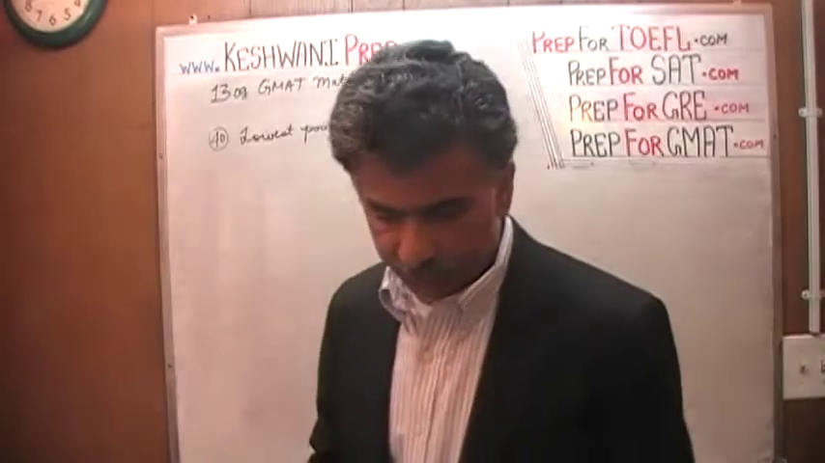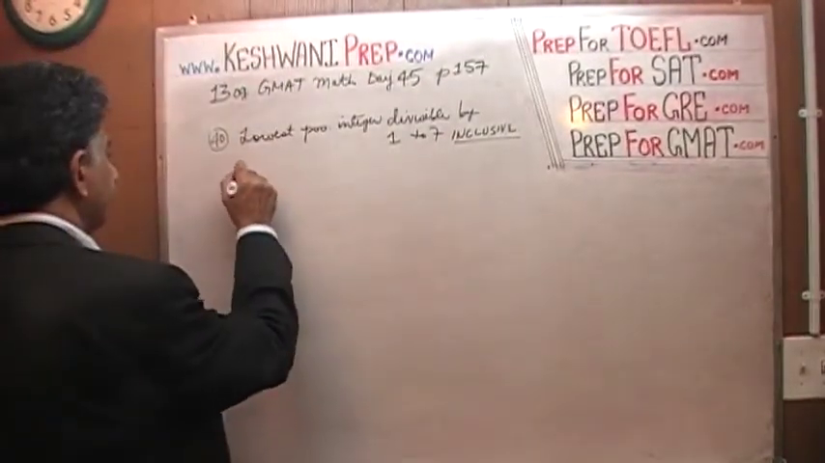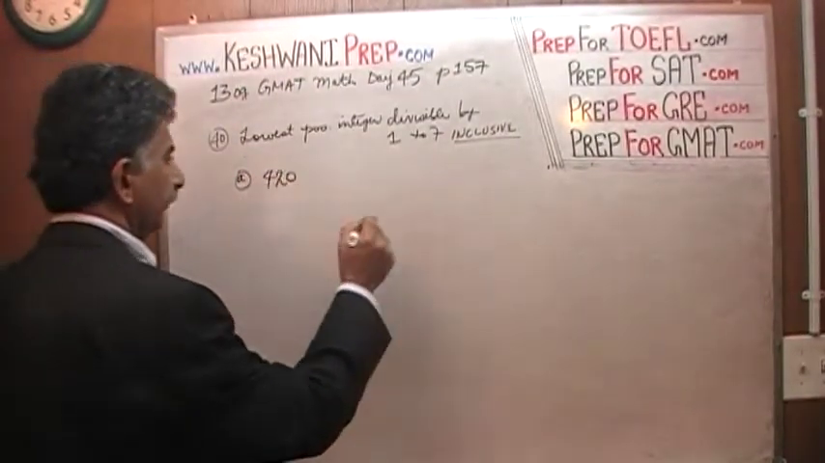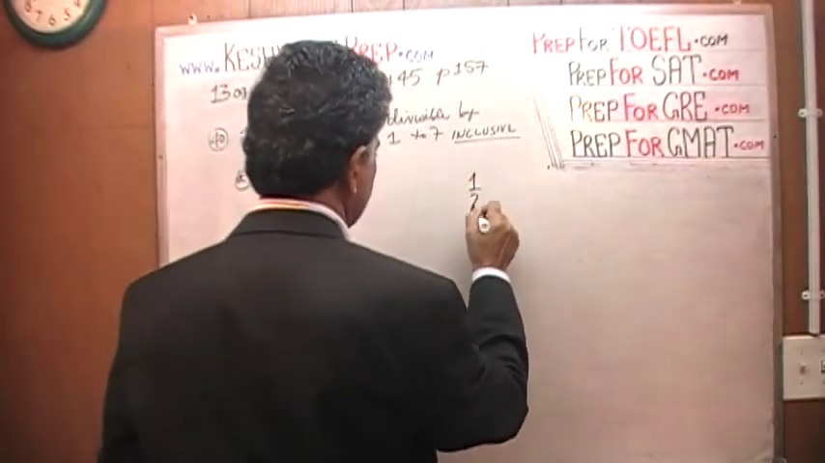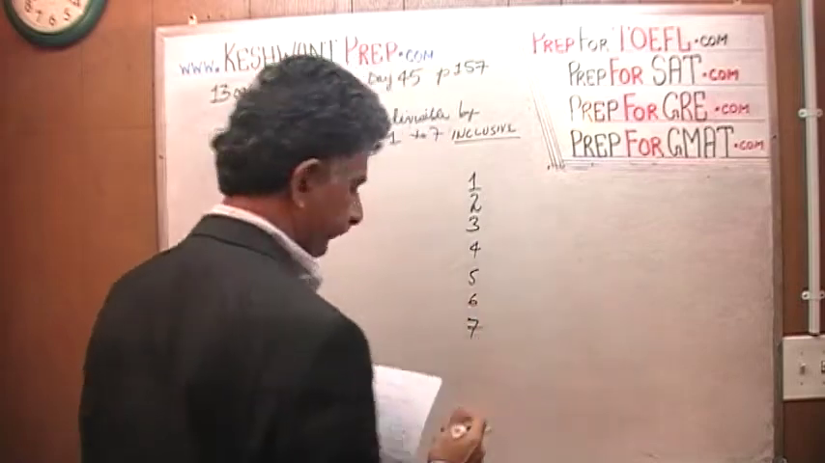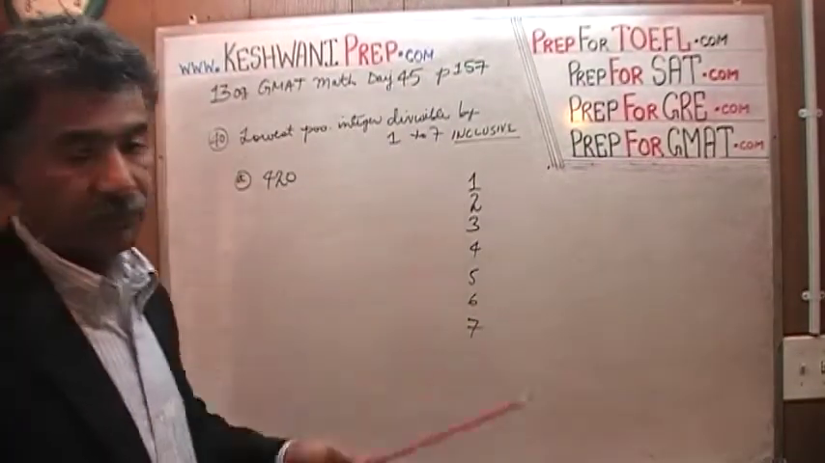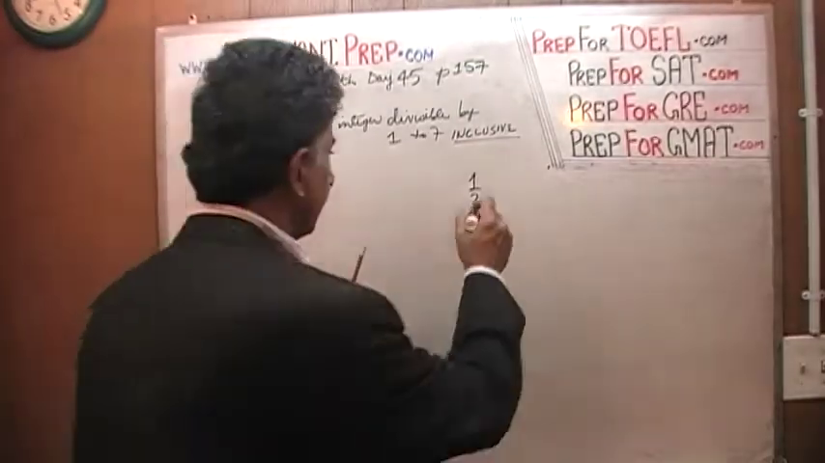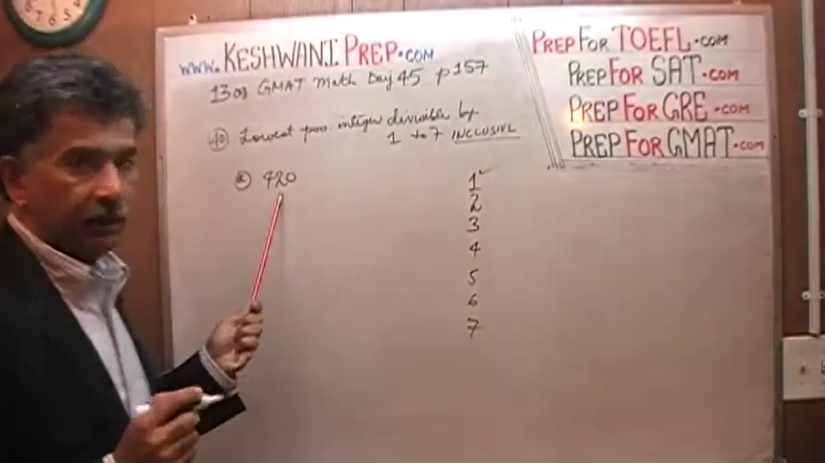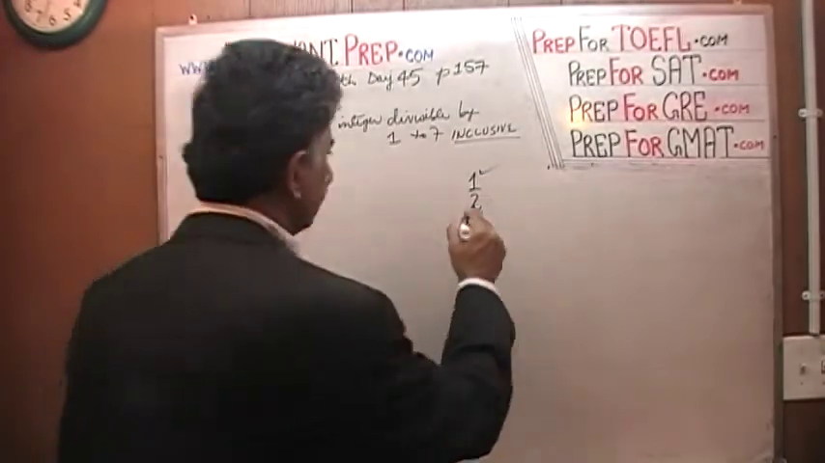The very first one they give us is 420. 420. 1, 2, 3, 4, 5, 6, and 7. Is 420 divisible by 1? Obviously, every number is divisible by 1, so that's not a problem. Is 420 divisible by 2? Obviously, because 420 is an even number, it's divisible by 2.